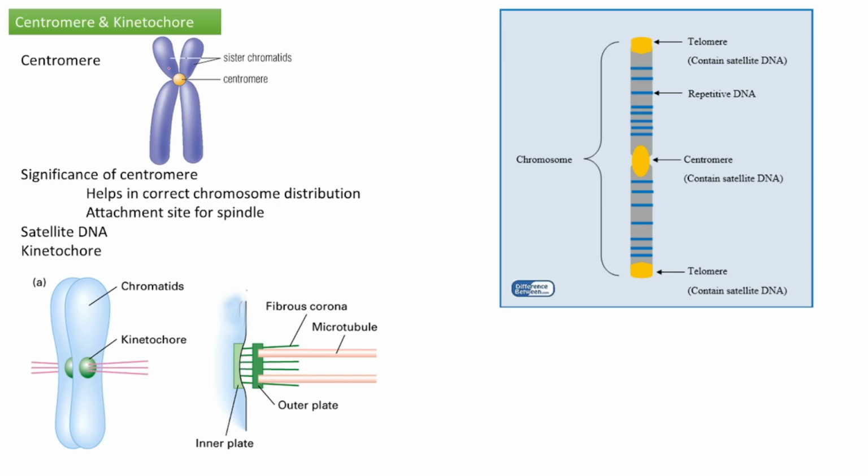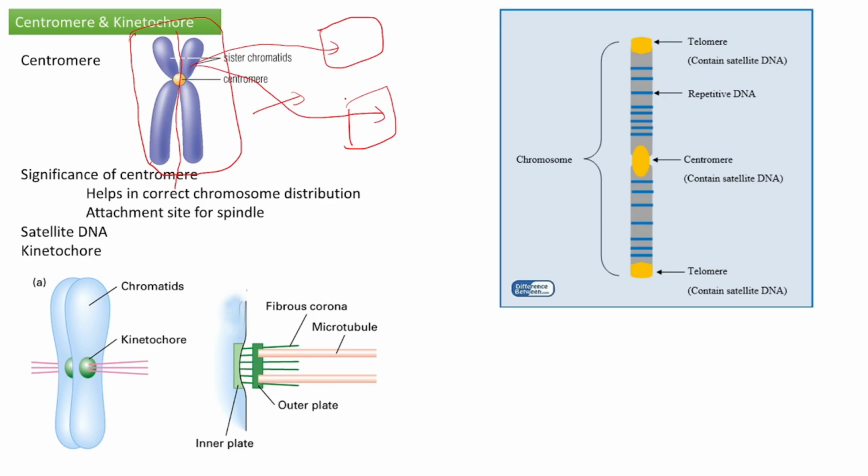Since the centromere is present here, when a parent cell divides and forms two daughter cells, it can correctly share the chromosome content among the two daughter cells without any mistake. That is one significance of centromere. It helps in the correct chromosome distribution.